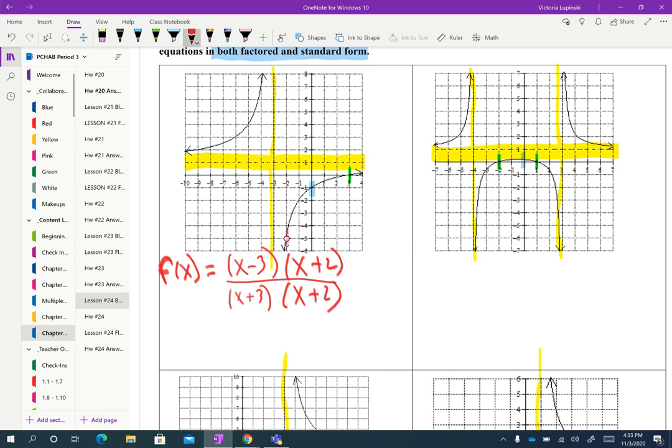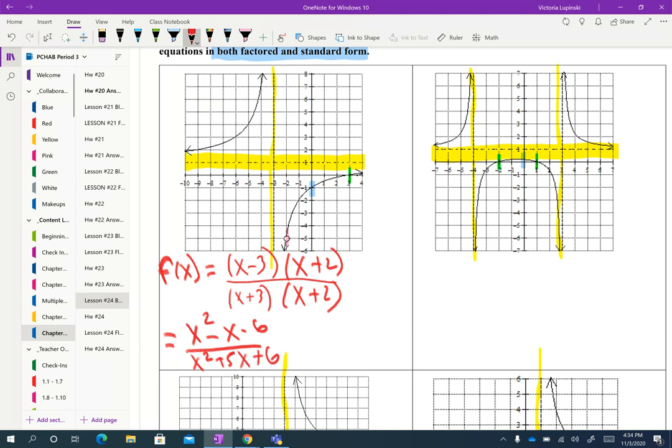Everything else, in terms of the y-intercept and the y value of the hole, I have really only designed these problems so that they will work out nicely. So if you were to FOIL the top and FOIL the bottom, you're going to get x squared minus x minus 6 over x squared plus 5x plus 6.